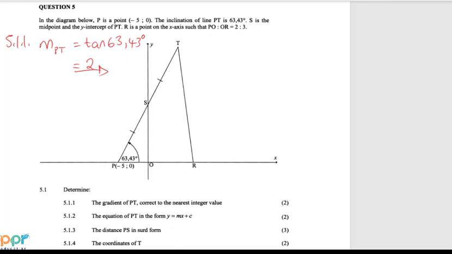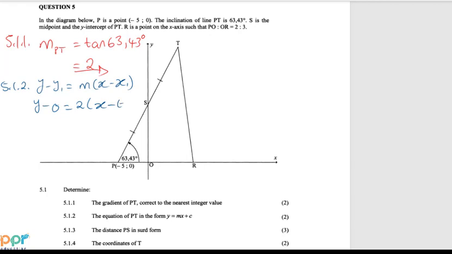Now, 5.1.2: determine the equation of PT in the form y is equal to mx plus c. For PT we have a gradient and a point, P. So using this formula, y minus y1 is equal to the gradient m times x minus x1. I take this formula because I have a point and I have the gradient. So I can do a substitution to find the equation. y1 would be 0, then the gradient I found, and x1 is minus 5.